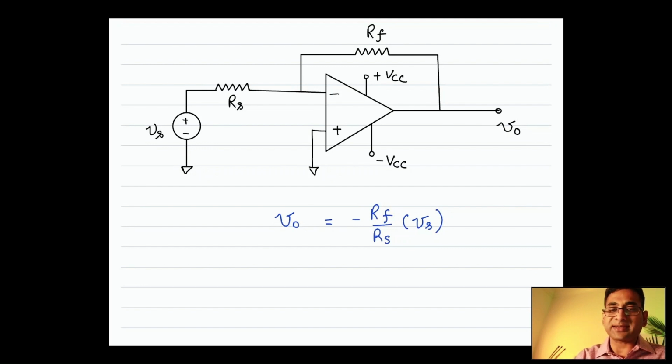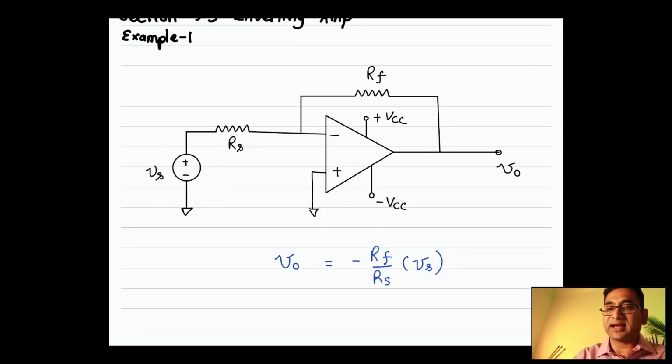Let's put some really simple numbers to this and do the math. I don't know, pick a value of 30 kilo ohms for RF. I'm just making up numbers. Let's pick a value of RS equals 10 kilo ohms. Now, let's pick a value for Vs equals 1 volt. VCC is plus 15 and negative VCC is negative 15 volts.